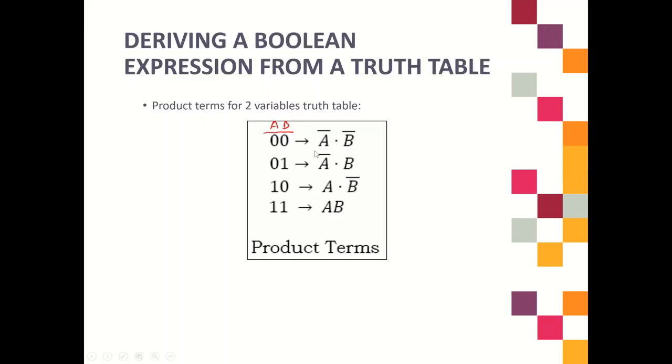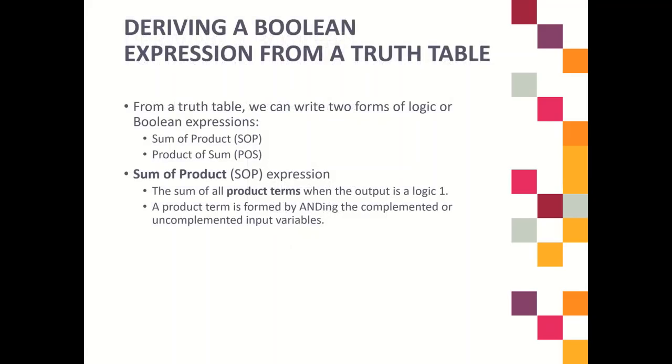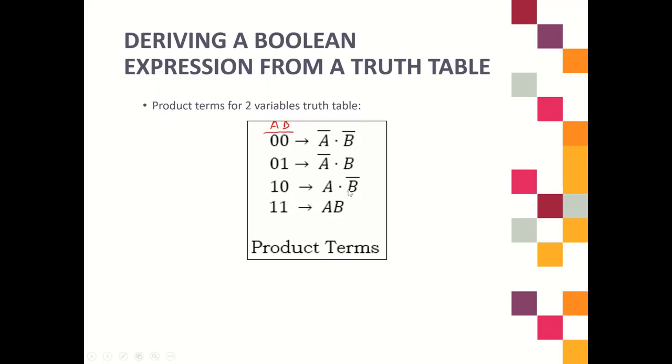So from the previous explanation, how can you get your product term? The product term is formed by ANDing. You need to perform the AND operation on the complemented or uncomplemented input variables. You AND the input variables, where each input variable you either complement or not complement.